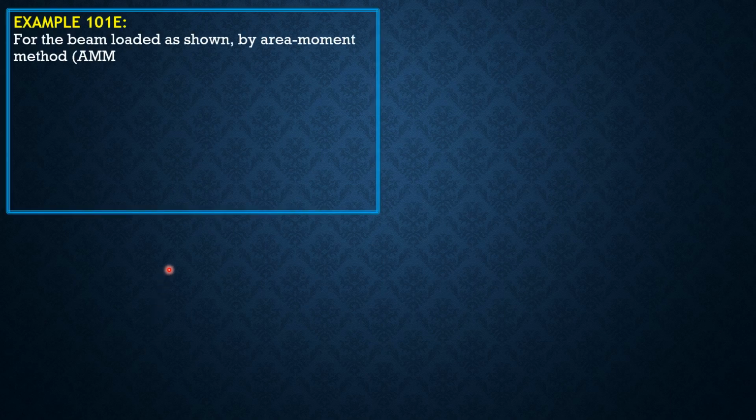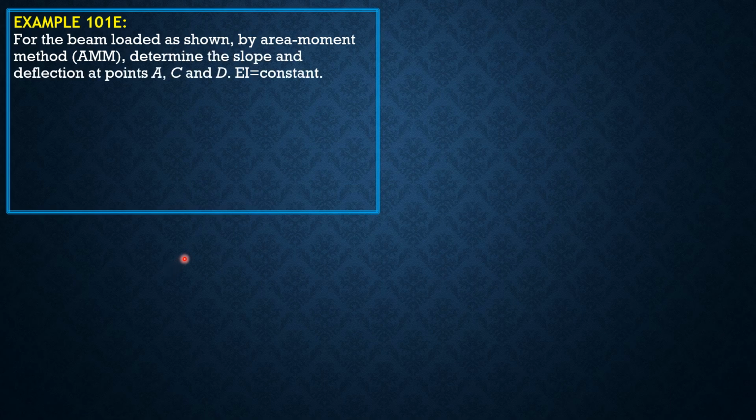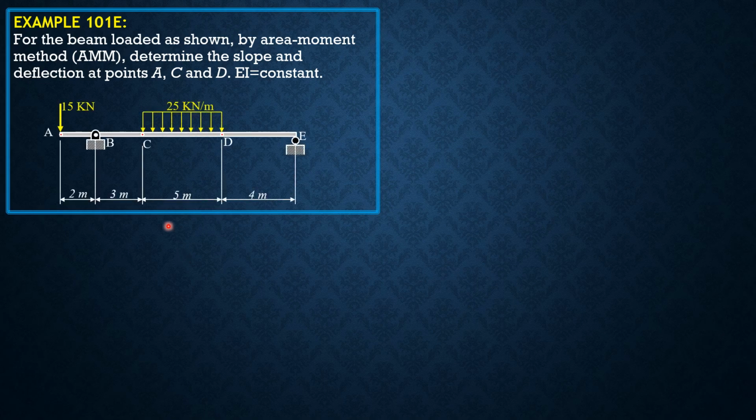For the beam loaded as shown, by the area moment method, determine the slope and deflection at points A, C, and D. EI is constant. So here is the situation. This time, you may select E as the moment center so that you don't need to compute for the reaction at B, but since it will involve so many areas, let's just select D as the moment center and compute for the reactions at B and at E.